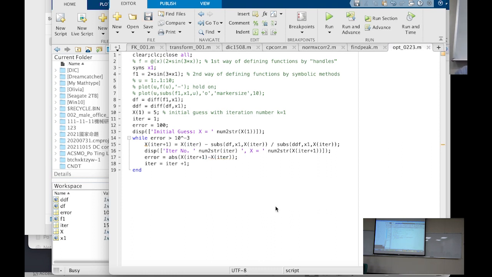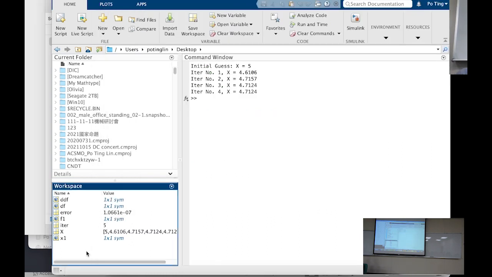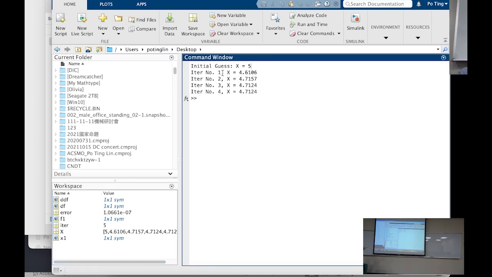Okay? Run. Done. So initial guess 5, first iteration I get a new value, and then it continues. So what happened? Let's plot out the function to visualize the process.